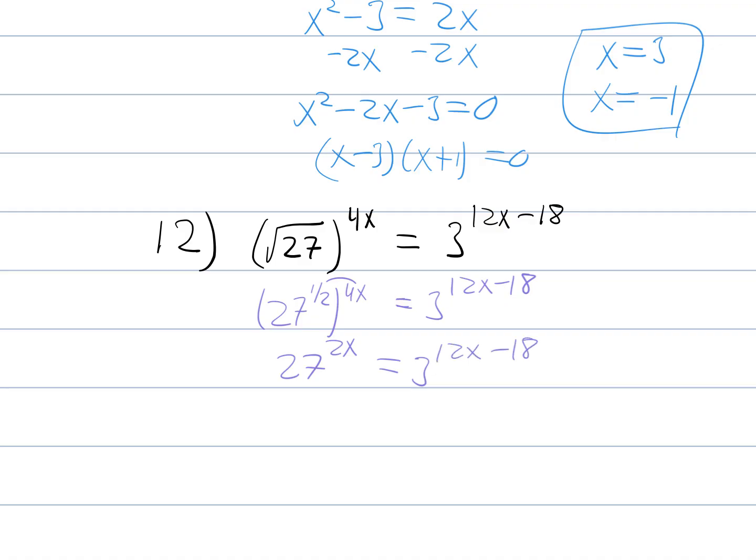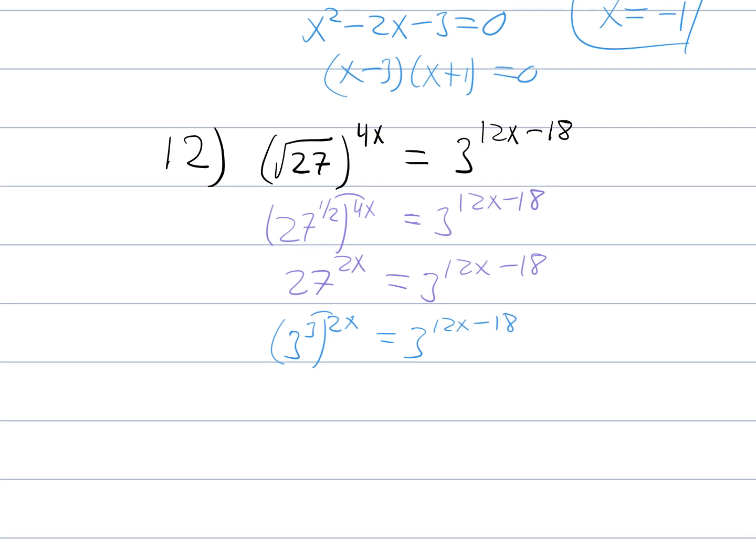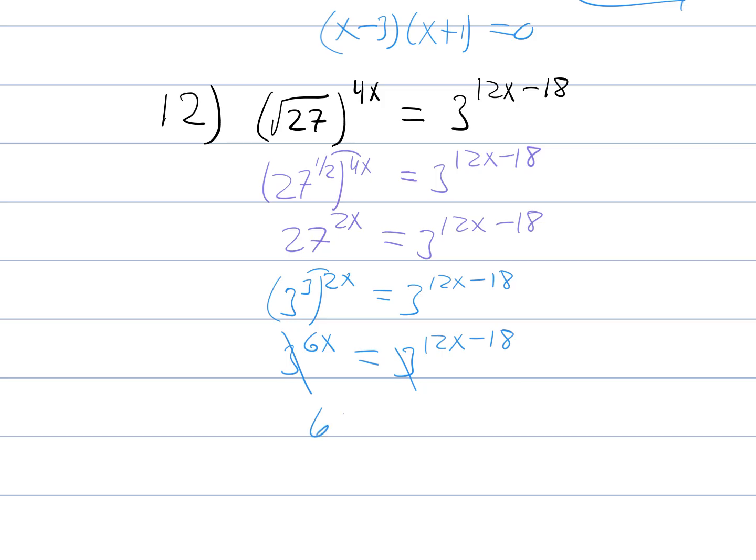And then 27 we can rewrite as 3 to the 3rd power. So (3^3)^(2x) equals 3 to the 12x minus 18. And then 3 to the 3 times 2x, you can rewrite that as 6x. So it's 3 to the 6x equals 3 to the 12x minus 18. Cancel out your 3's, and then you get 6x equals 12x minus 18. And then from here, just solve for x.